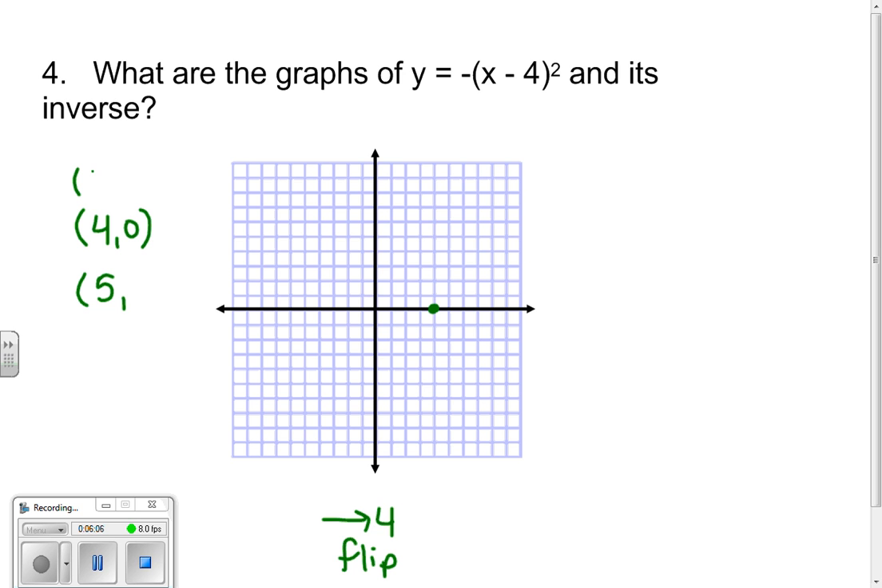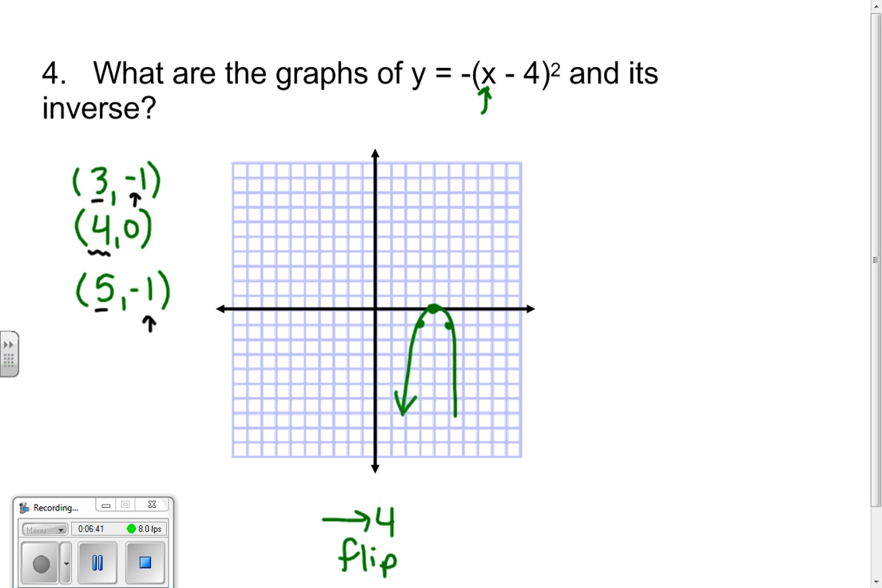Keep it symmetrical. If you plug a 3 right in here for x, 3 minus 4 is negative 1. If you square it, you get a positive 1. But then put the negative in front, a negative 1 comes out. Put a 5 in. 5 minus 4 is 1. Squared is 1. With a negative out front is also a negative 1. If you keep this value and this value symmetrical around here, then this should end up matching that. It's kind of just how it works. So 3, negative 1 is here, and 5, negative 1 is here, which makes sense.